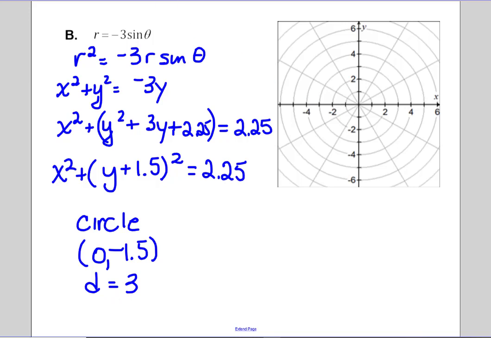Drawing that picture, we can do this. We've got a circle whose center, it's going to be tiny here. Let's see, 1.5. So I think I've got that there. We've got a circle whose diameter is 3. It's centered at (0, -1.5) here. This is the center, (0, -1.5), and it has a diameter of 3, and lives right there.